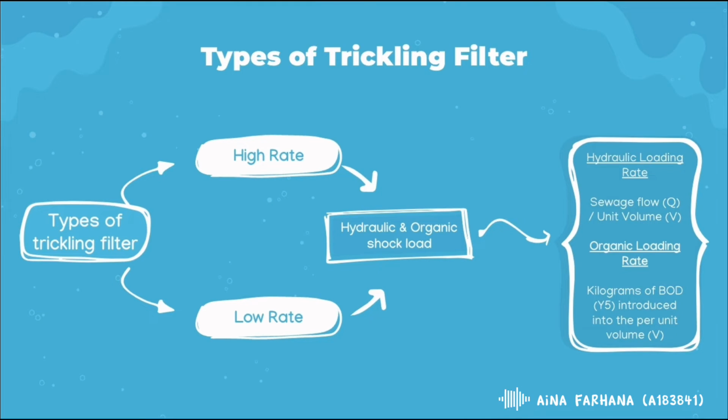Recirculation of the effluent is not provided in the low-rate filters. In contrast, high-rate filters are provided with a return pump between the trickling filter tank and secondary clarifier that aids in the effluent recirculation.